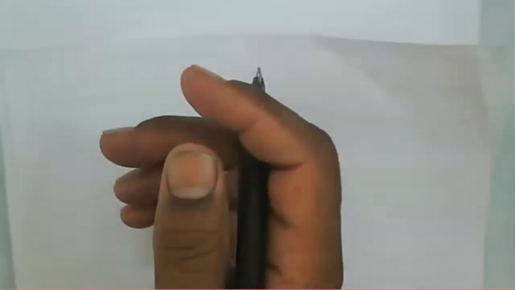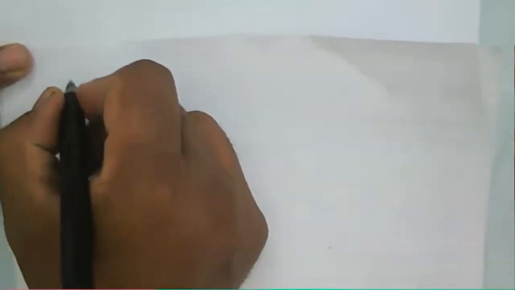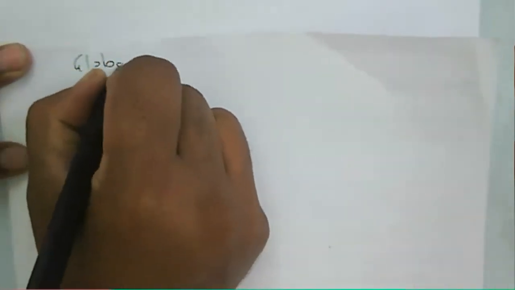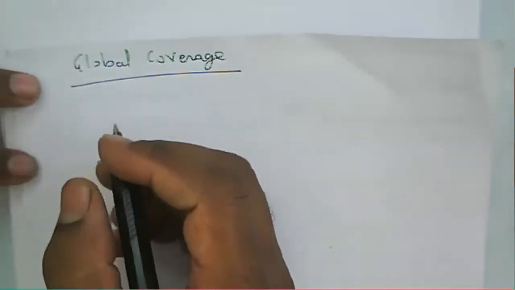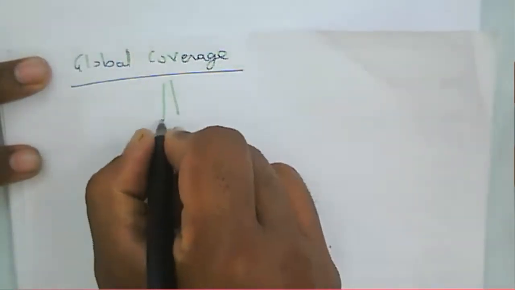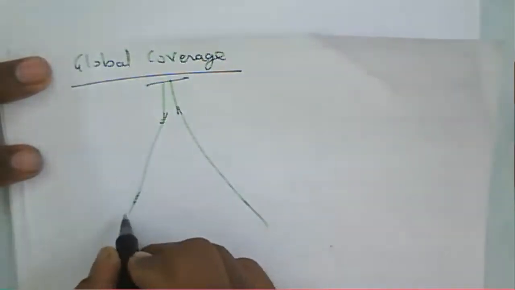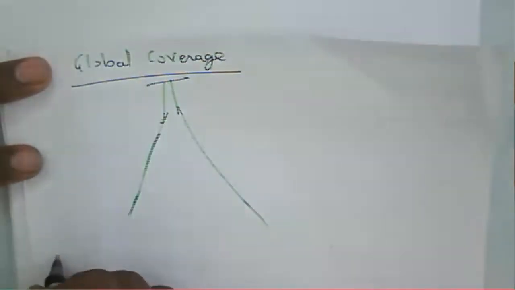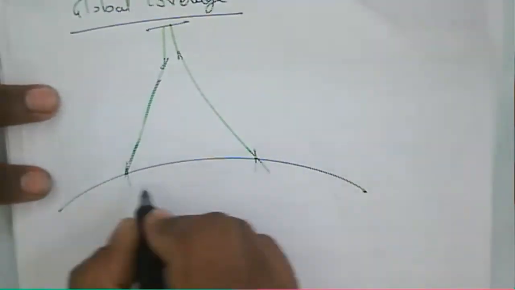So as I told you earlier, the horn antenna is useful for global coverage. We say that it is to be used for global coverage, so we are using this antenna on the satellite. Now this is about the radiation pattern, or you can say this is the coverage by the horn antenna.